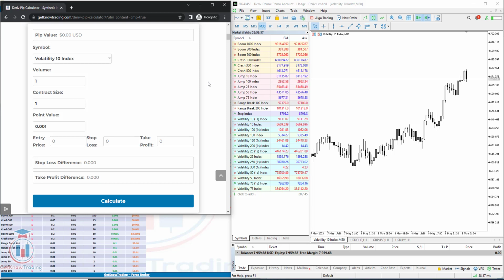I will show you an example of buy trade and also a sell trade, so you can see how to use this Pip calculator in your favor. So let's start with this lesson. First of all, I will explain to you what is volume, contract size and also point value, so you can understand all details how to calculate the Pip value.